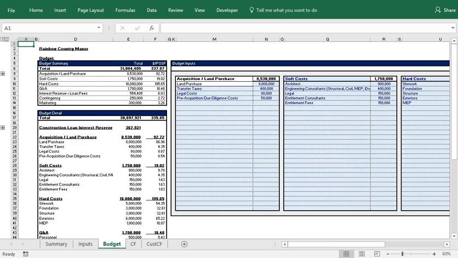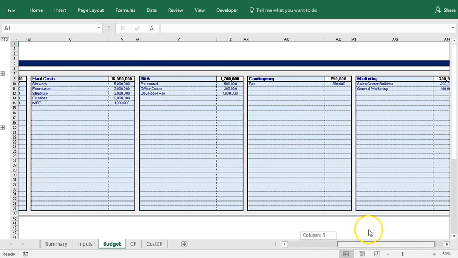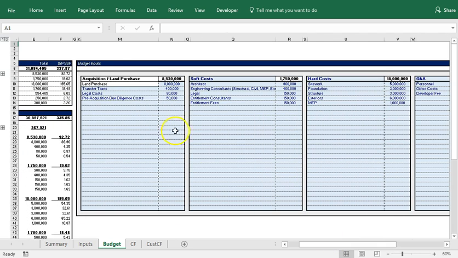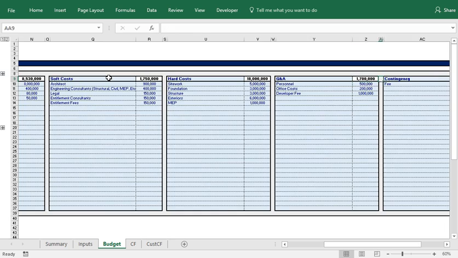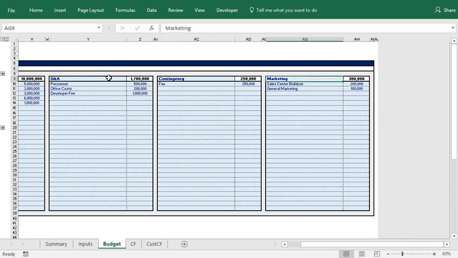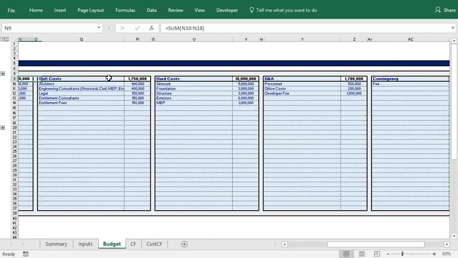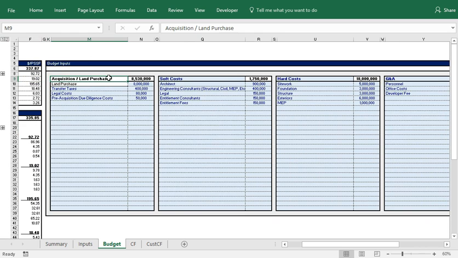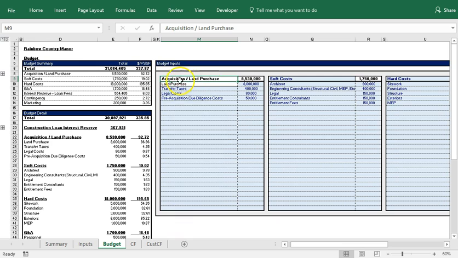So the budget tab is very simple and easy to use. It's actually one of my favorite parts of this model. All you simply have to do is fill in. You have the ability to choose between 6 major categories, and you can custom title all of them except for your acquisitions and land purchase section. And then you have the ability to add up to 27 subcategories for each main category.